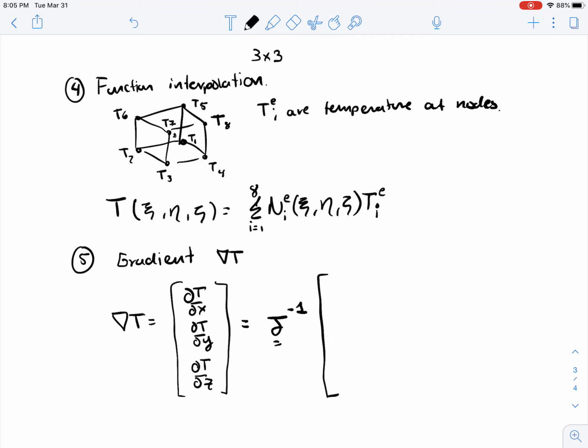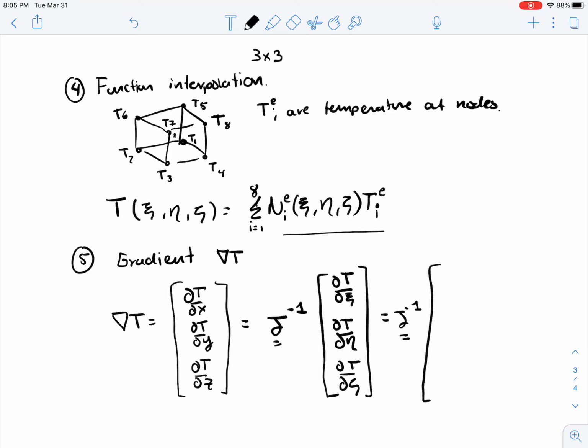So here you have the inverse of the Jacobian times the gradient with respect to the parent domain coordinates, so the gradient with respect to psi eta zeta. If you can calculate the Jacobian, you just need to take the inverse. And then how do you calculate these gradients? Well, you have the expression right here, so just take the derivative of that.